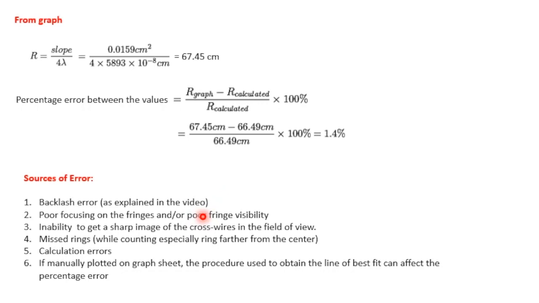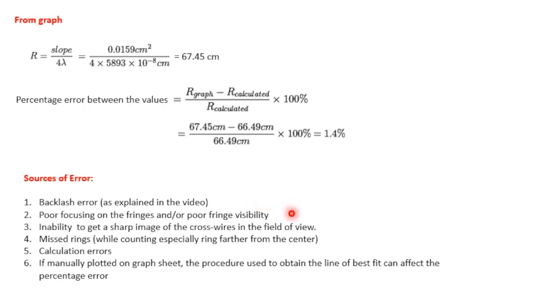Focusing on the fringes is absolutely important. You must ensure that you adjust the vertical column of the traveling microscope to obtain a very sharp image of the fringe in the field of view. And equally important is the fringe visibility. You must ensure that the fringes are maximally visible, which can be done by adjusting the experimental setup a little bit this way or that way while watching through the eyepiece. So you stop at a point where you feel that the fringes are extremely well discernible. The bright fringe must look really bright and a dark fringe must look really black, or as dark as possible.